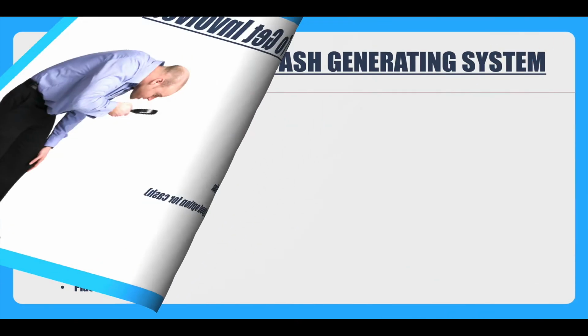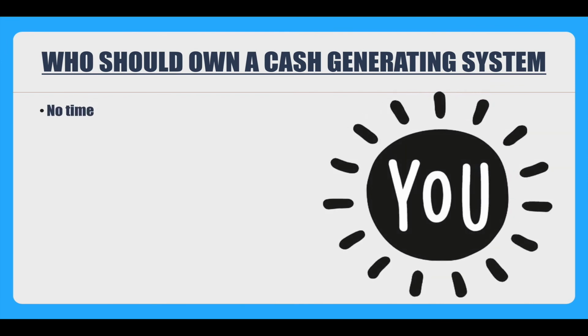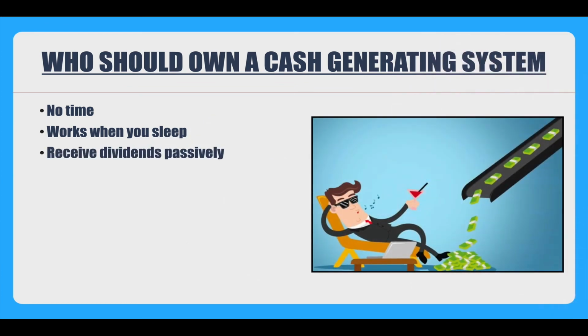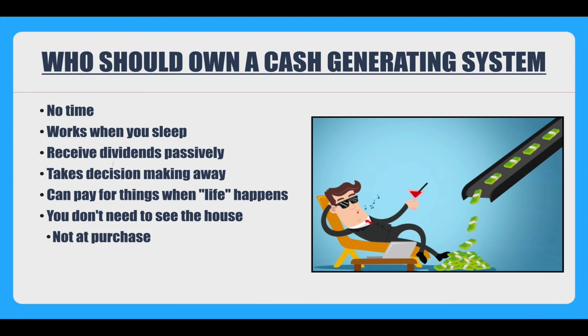Who should own a cash generating system? You should, because it takes no time, it can work while you sleep, you receive dividends passively, it takes all the decision making away, and it can pay for things when life happens. You don't need to see the house, not at the time of purchase, not during turnover, and not during sale.